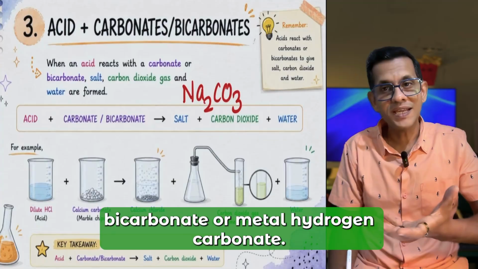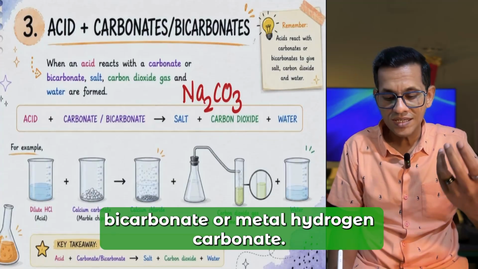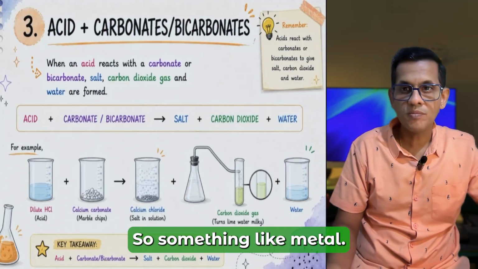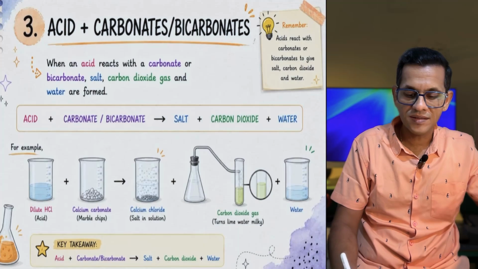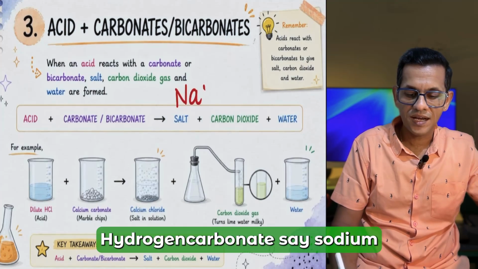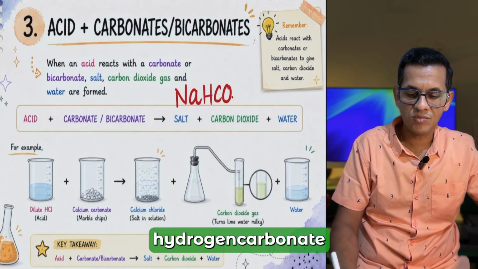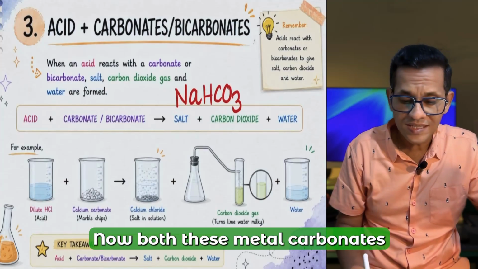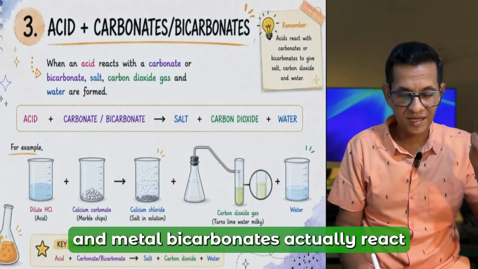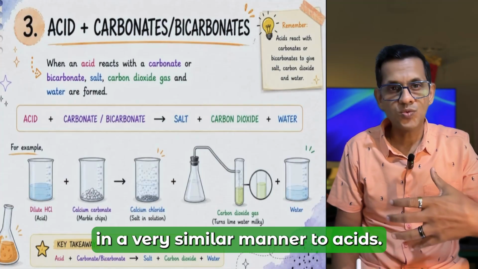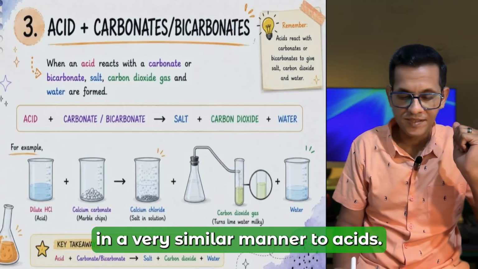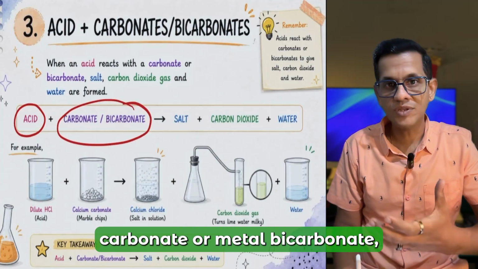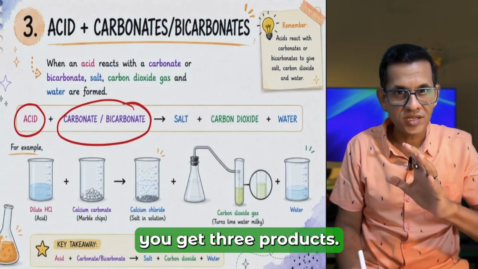What is metal bicarbonate or metal hydrogen carbonate? It will simply have metal and hydrogen carbonate ion. So something like sodium hydrogen carbonate can be called a metal bicarbonate. Now both these metal carbonates and metal bicarbonates react in a very similar manner with acids. So whenever acid reacts with any of these substances like metal carbonate or metal bicarbonate, you get three products.